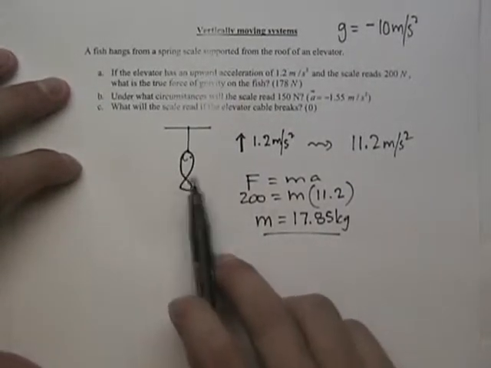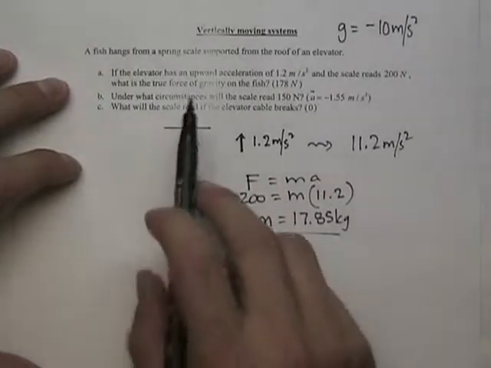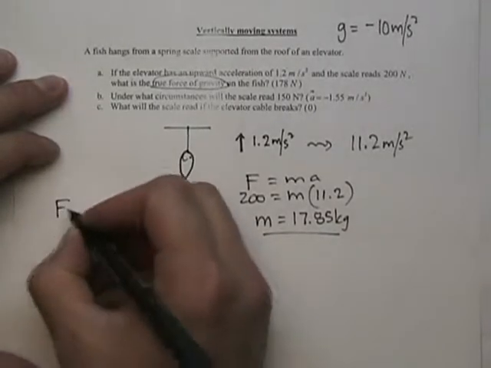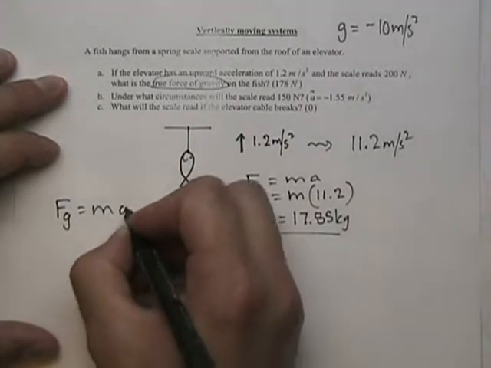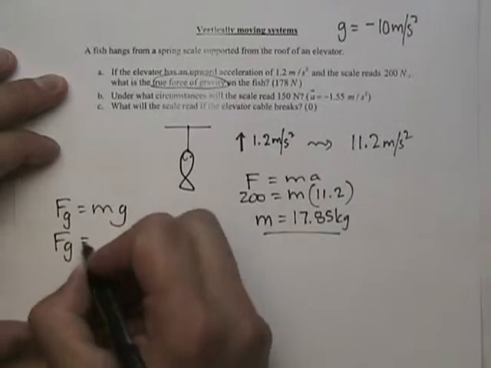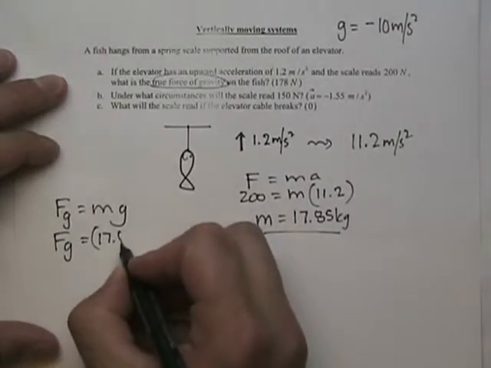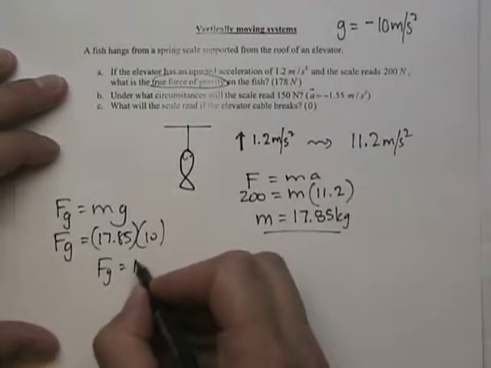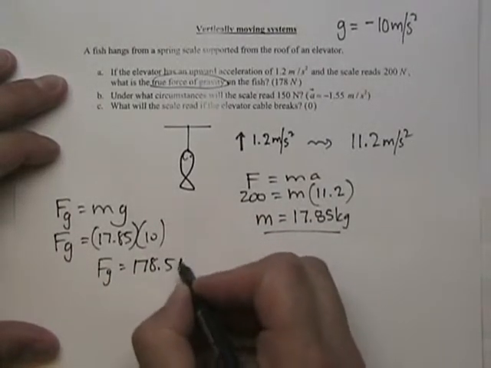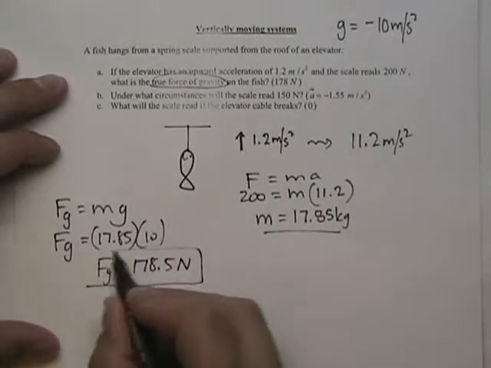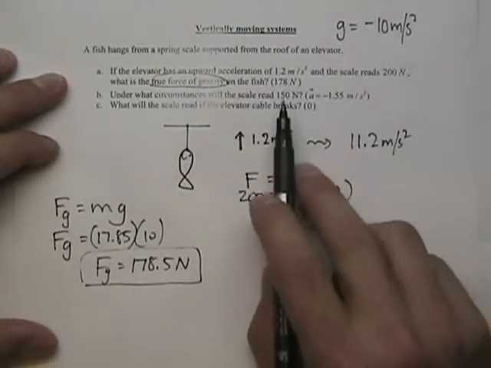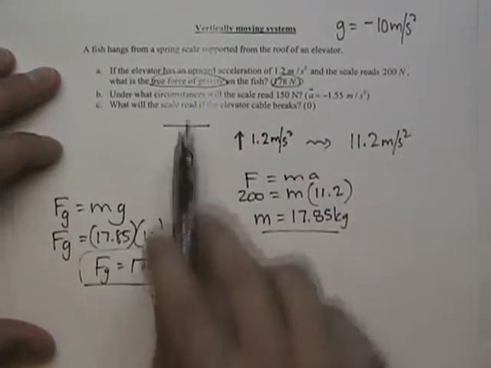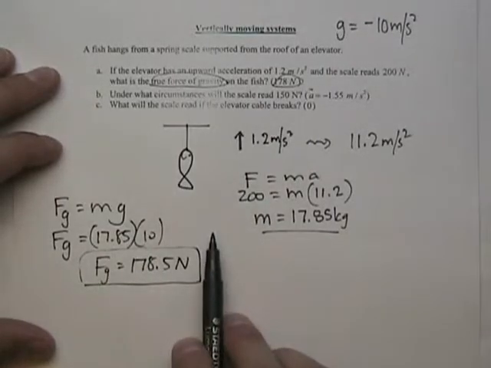But that fish is accelerating upwards now. Now we know the mass, so we can find the true force of gravity by taking the mass and just going F equals ma, or Fg equals m times gravity. True force: 17.85, use gravity as 10. So your force due to gravity is 178.5 newtons. There you go. The answers are on here based on 9.8, so 178, and we have 178.5. They'll change slightly because of the 9.8 versus 10.